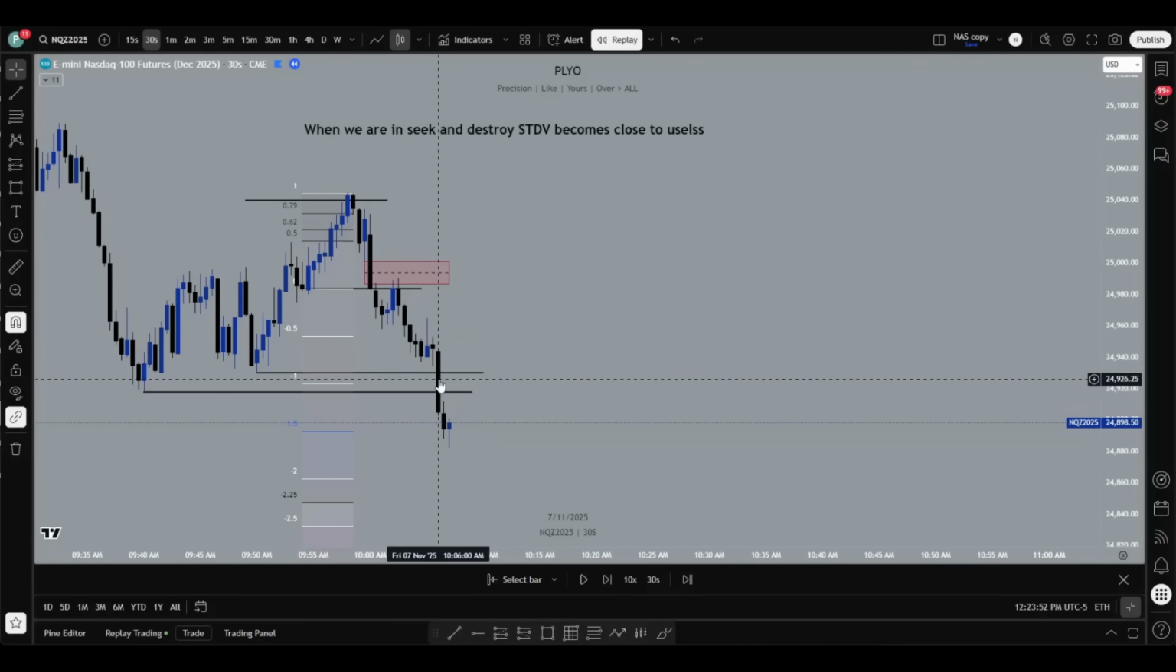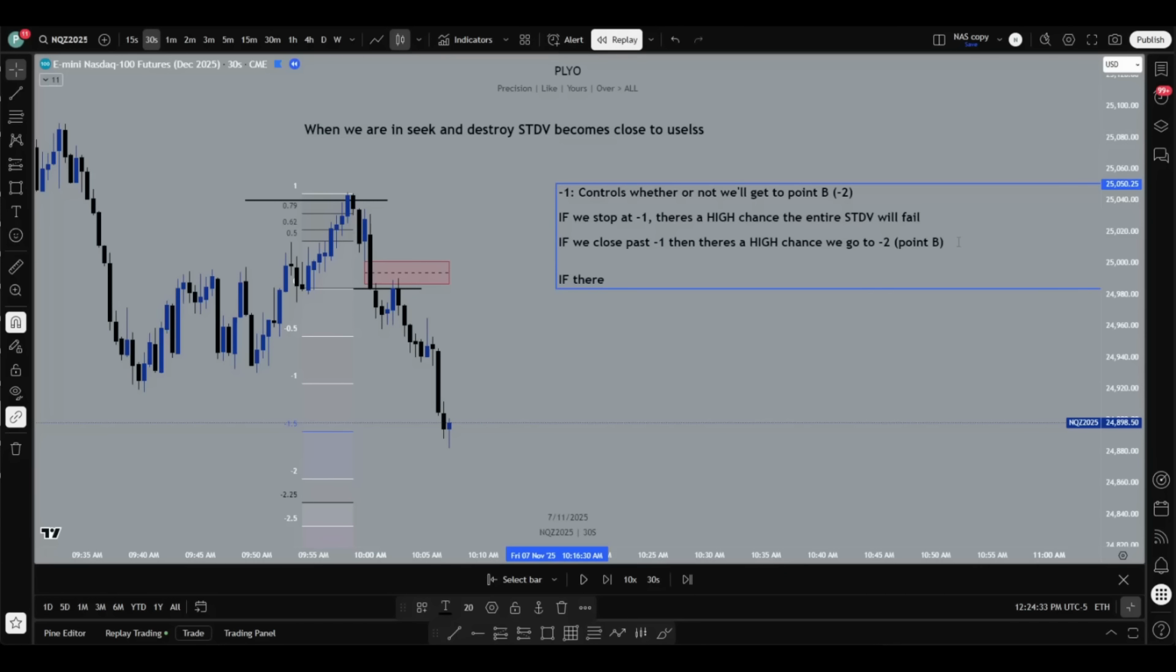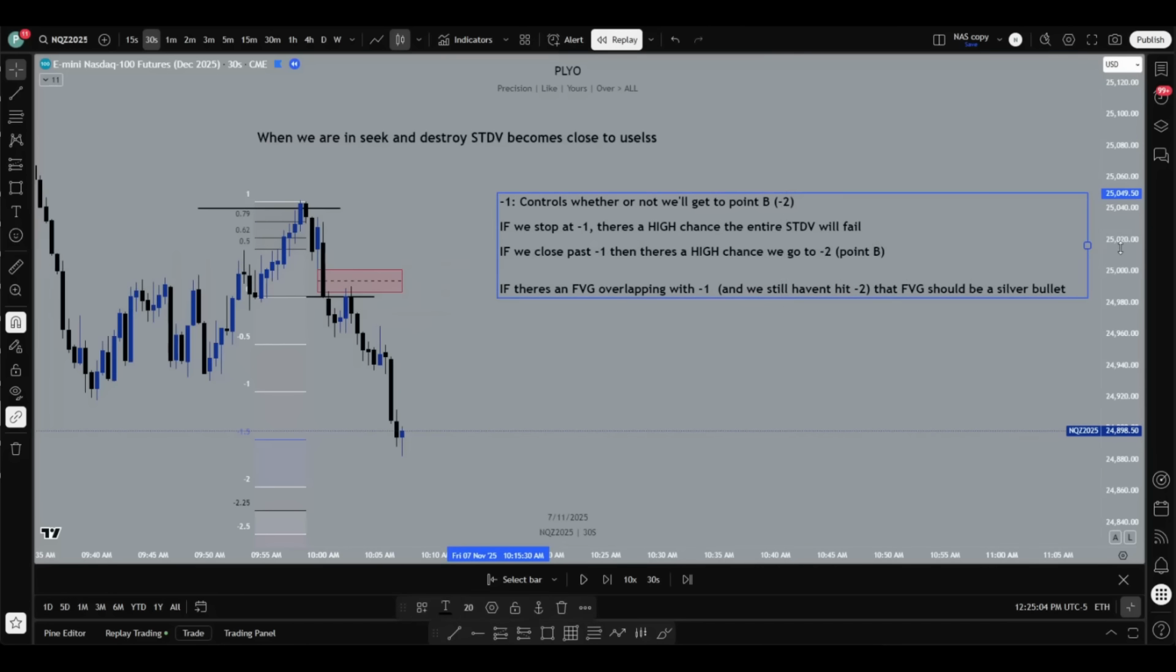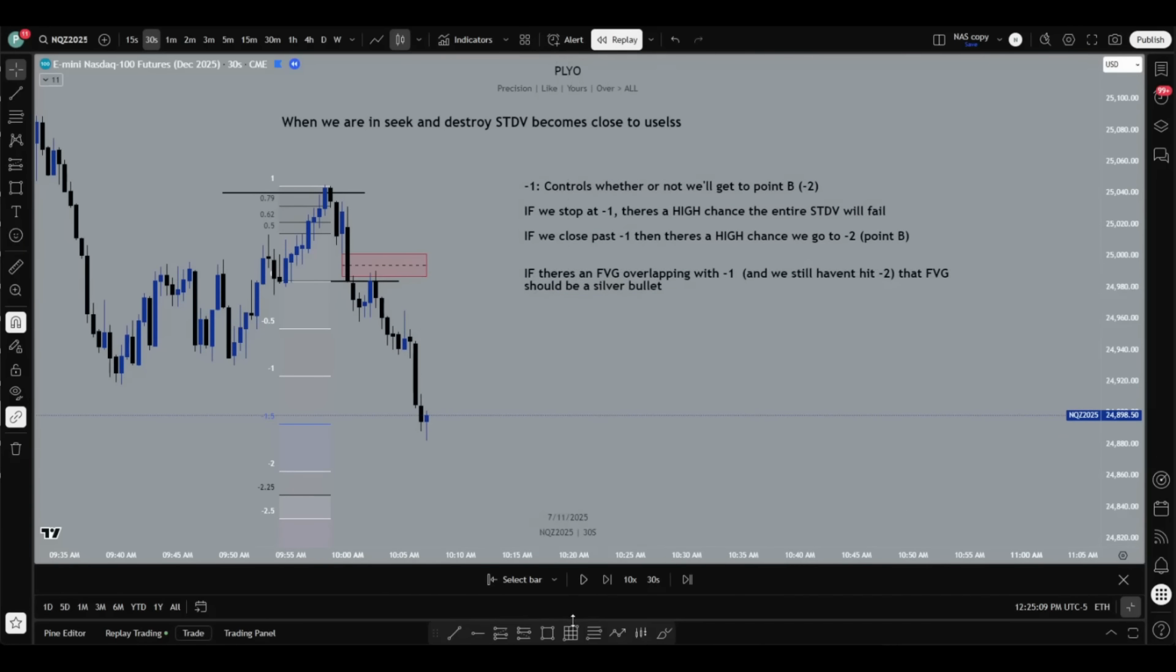This -1, when we close through it and get an FVG at -1, an FVG specifically. So if there's an FVG overlapping with -1 and we still haven't hit -2, it's even better if we haven't hit -1.5 too. But if there's an FVG overlapping with -1, that FVG should be a silver bullet. It's not a silver bullet in the traditional sense. Okay, let me explain. So if there's an FVG overlapping with -1, like so, you can see this -1 is right in the middle of this FVG pretty much.